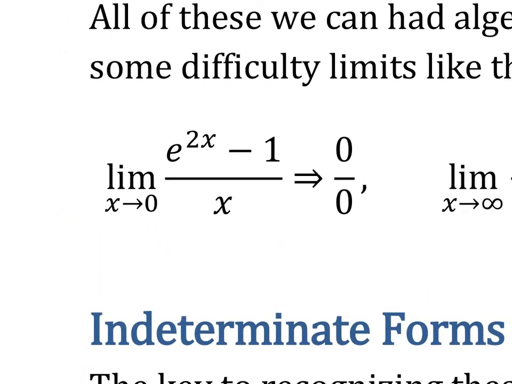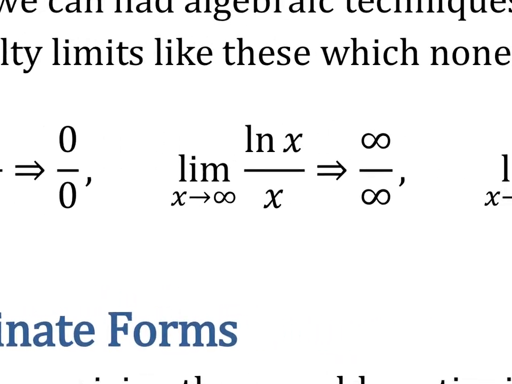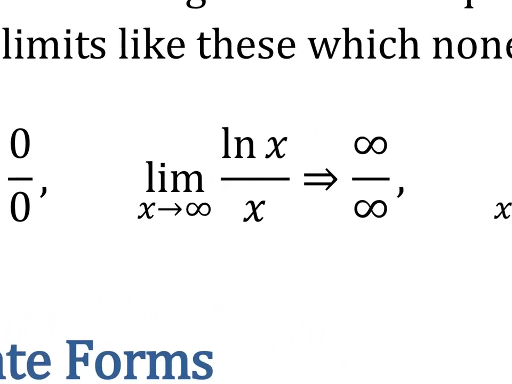Here, as x goes to 0, x is going to 0, and 2x is going to 0. So we can't use any of those strategies we just had there, because you can't factor e to the 2x and such. How about if we have something like natural log of x over x? Well, x is going to infinity, so this is going to infinity on the bottom, and the natural log goes to infinity also. So we can't evaluate this.